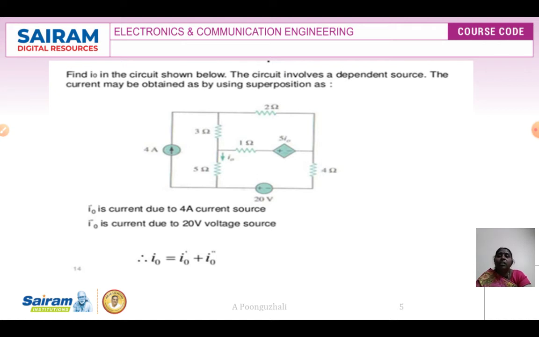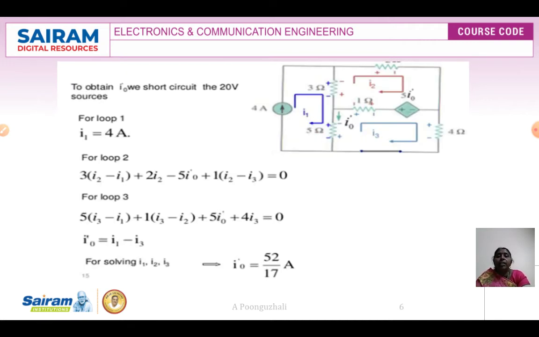Now we are going to consider a circuit. Find I0 in the circuit shown below. The circuit involves a dependent source, 5 I0. The current may be obtained using the superposition theorem. They have asked you to find I0. I have two independent sources: one is a 4 amp source, the other is a 20 volt source. I0 dash is the current due to the 4 amp current source, and I0 double dash is the current due to the 20 volt voltage source. The total current is I0 dash plus I0 double dash.